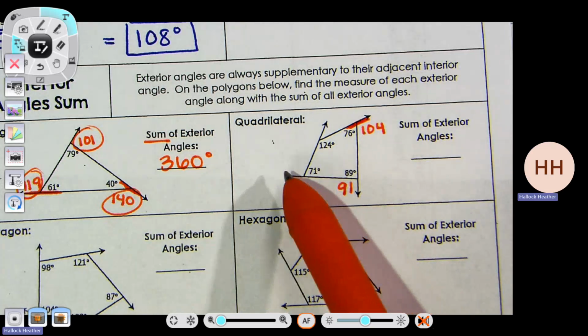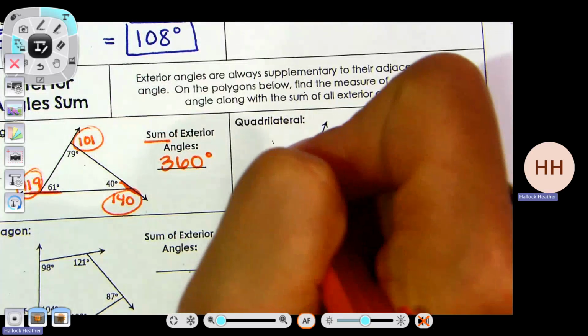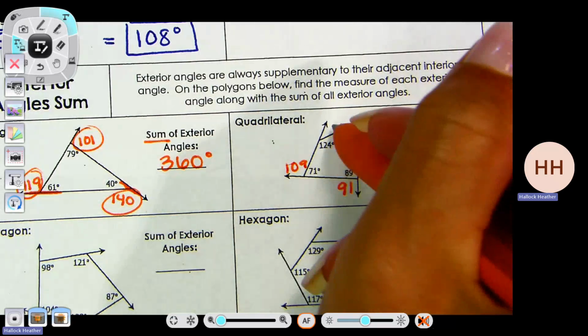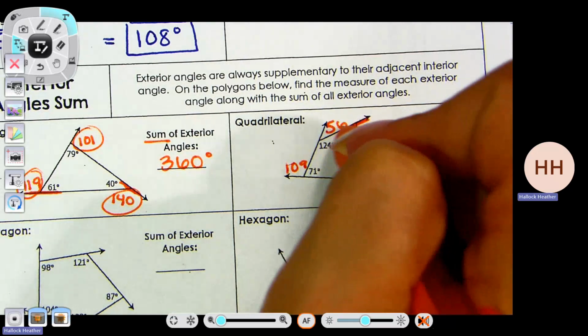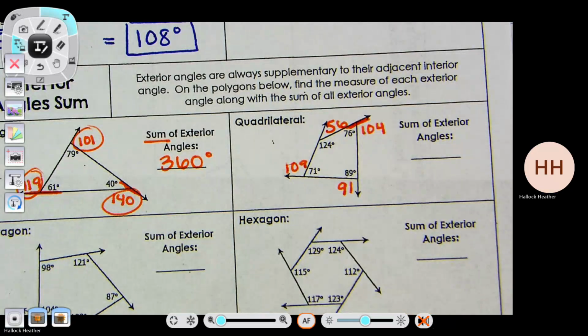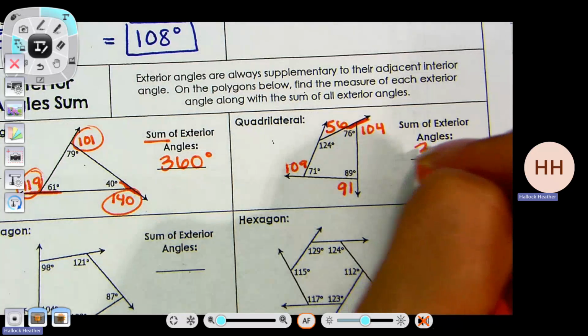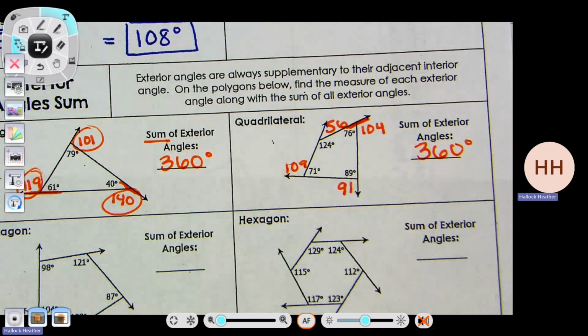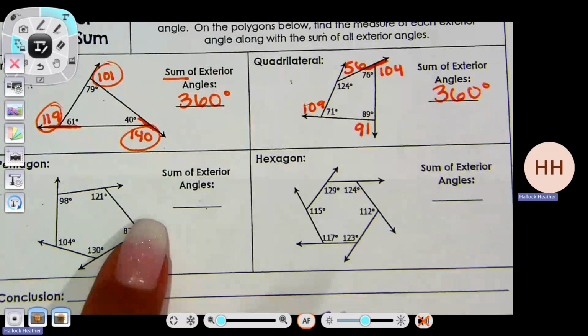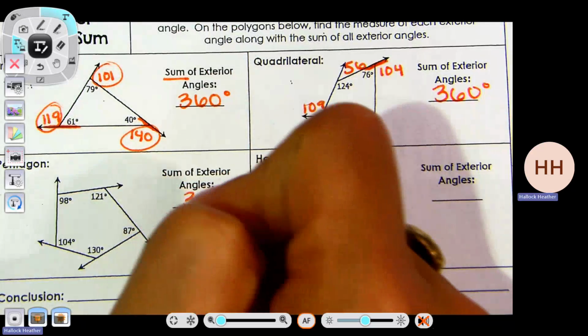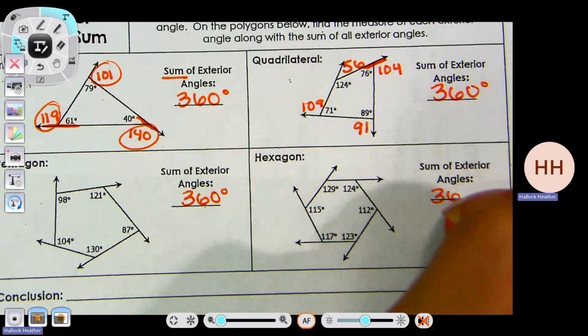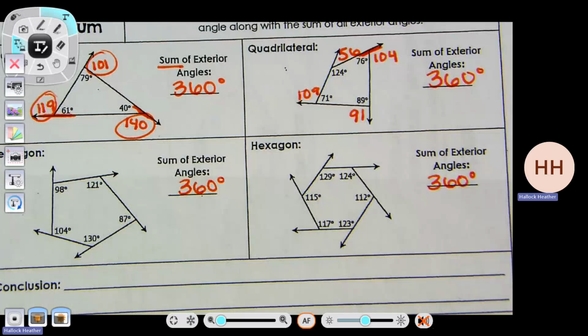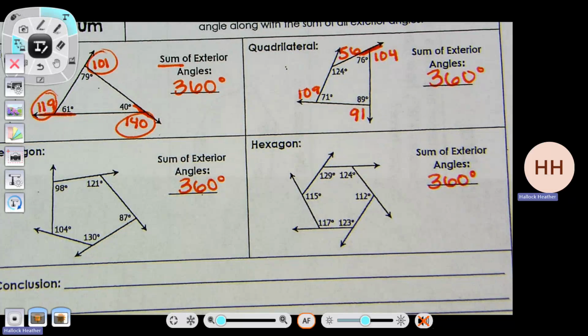So what's the supplement to 71? 109. What's the supplement to 124? If I add up all the exterior angles, what do you get? 360. That's ironic. What do you think is going to happen the next time I do it? They're all going to equal 360 every single time. So anytime it's exterior, it automatically makes 360.